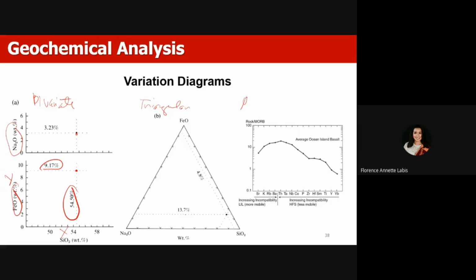And lastly, this would be the normalized multi-element diagram. For example, we analyze a type of basalt called an ocean island basalt. In general, we call it basalt, and then we analyze it and plot it. Not just plotting, but we also normalize it to the MORB values. So MORB here is the normalizing value. Basically this is an REE diagram.